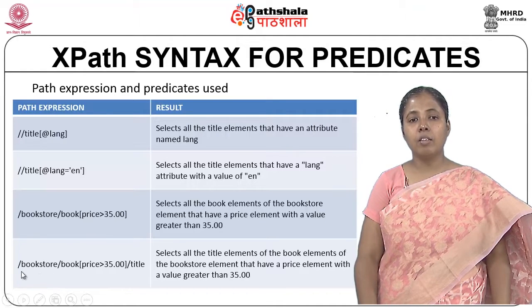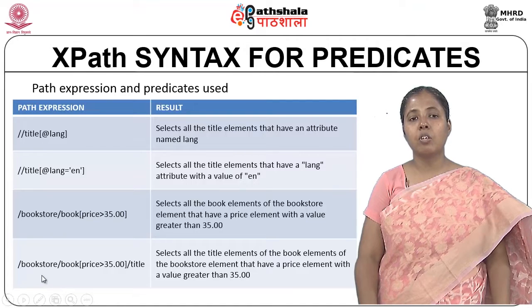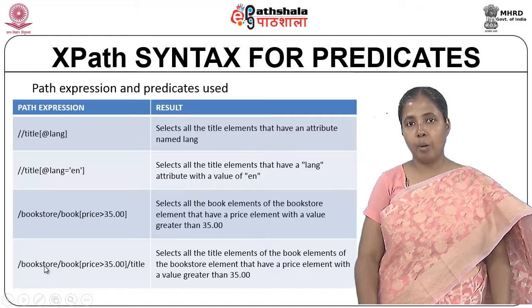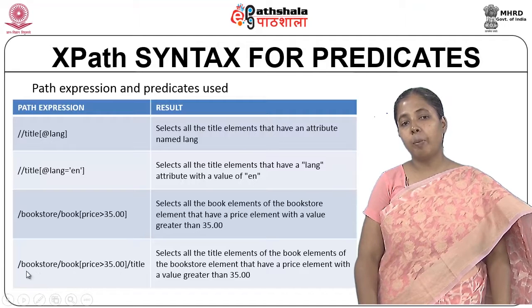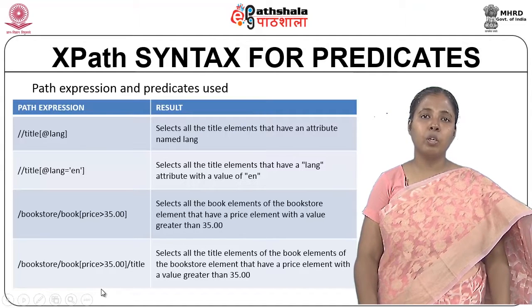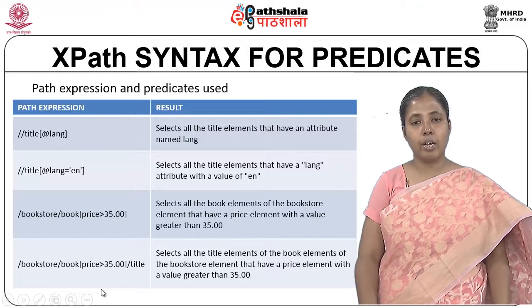Now we can see this is a path expression which tries to select the titles of all books under the bookstore element, but the price should be greater than 35. So the path starts from the bookstore, it goes to the book, the price of the book should be greater than 35, and if so it selects the title. So it selects all the title elements of the book elements of the bookstore element that have a price more than 35.